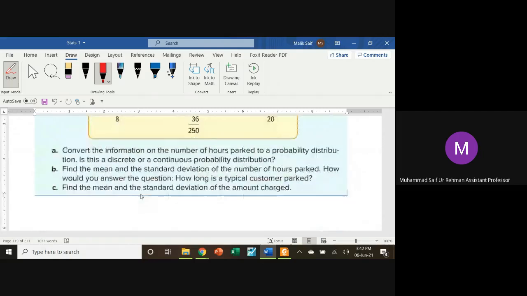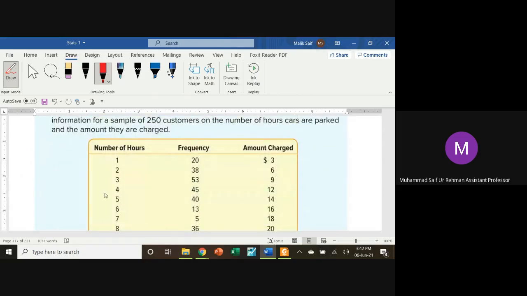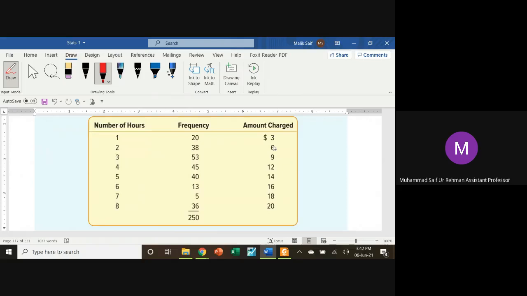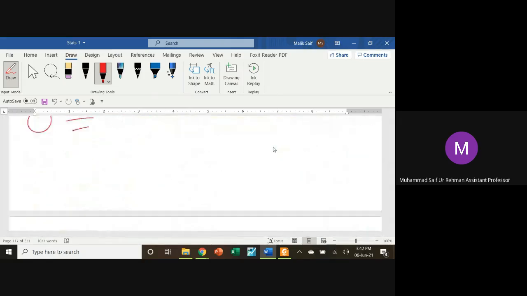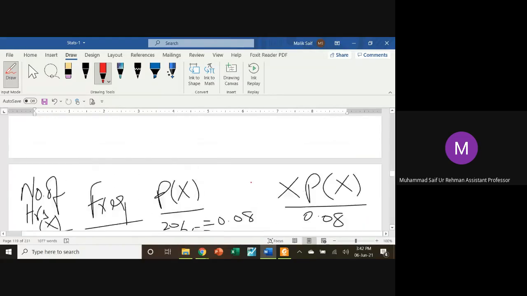Now come to the next part. Find the mean and standard deviation of the amount charged. From this table, you will not use these values because these are the number of hours we have already used. Now you will consider these values as x. This was x1, and now these may be called x2. So now we are writing these values, amount charged, and then frequencies for this. Frequencies are the same.